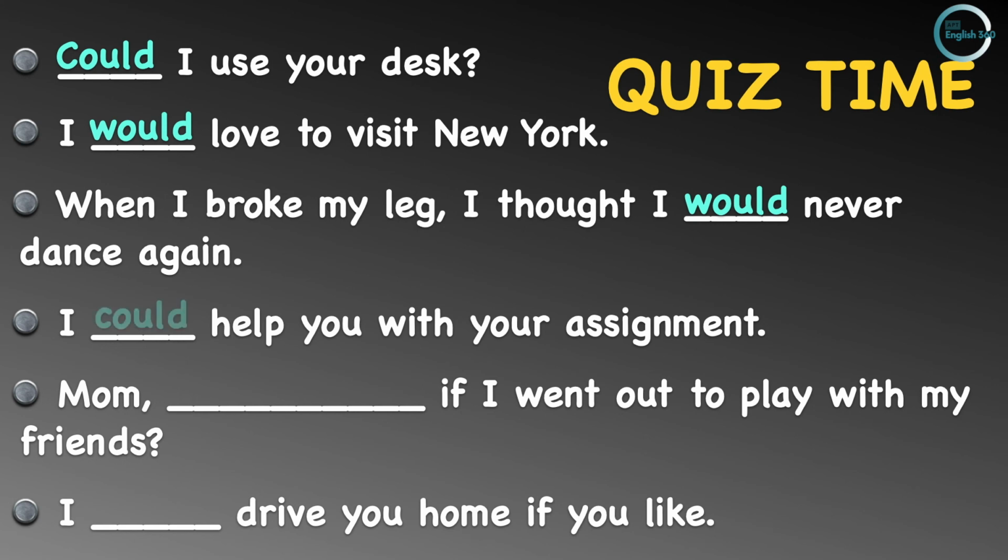The next one is, I could help you with your assignment. So I'm offering my help to someone and saying that I could help you with your assignment. And the next one is, Mom, would it be okay if I went out to play with my friends? So a child is asking for his or her mom's permission and saying that, Mom, would it be okay if I went out to play with my friends? And the last one is, I could drive you home if you like. So once again, I'm offering someone my help and saying that I could drive you home if you like.